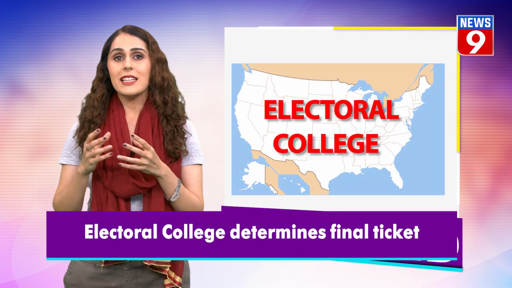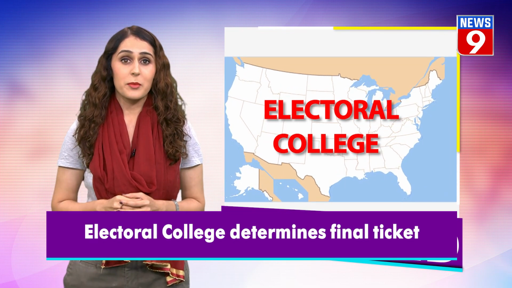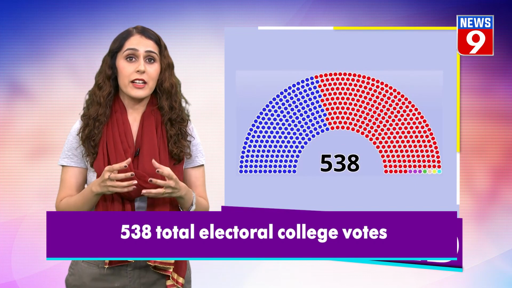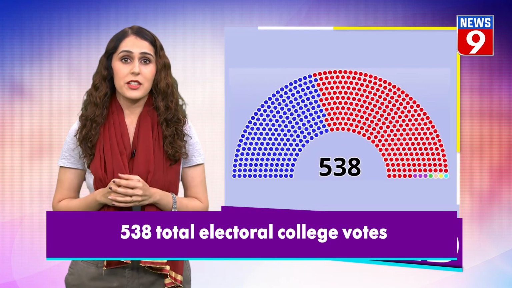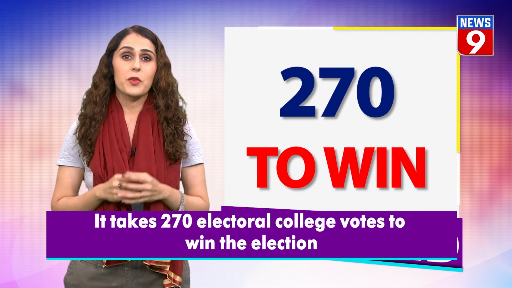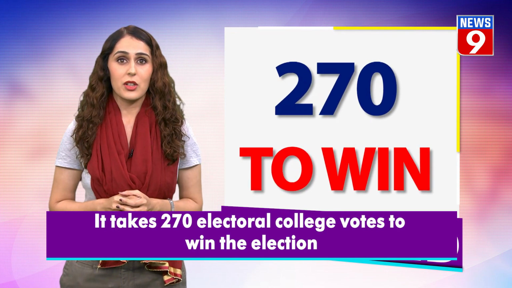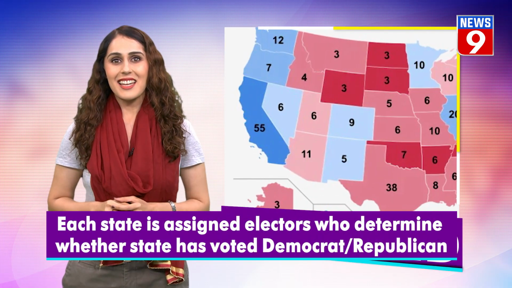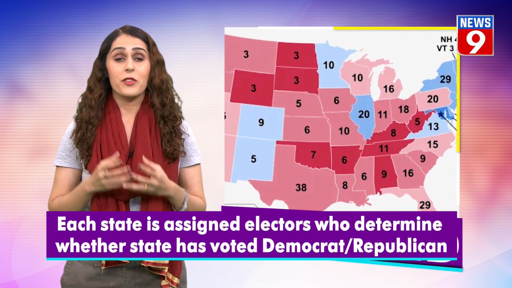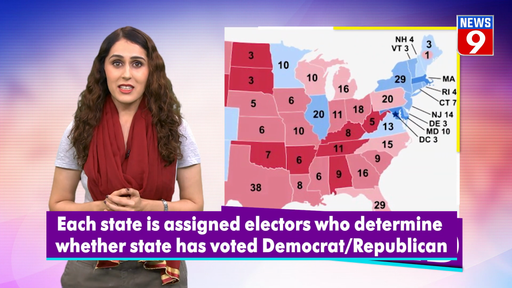A system known as the Electoral College is used to determine the final ticket. There are a total of 538 Electoral College votes in the US presidential election, meaning it takes 270 Electoral College votes, that's just over half of the Electoral College, to win the presidency. Here's how the Electoral College works. Each state in the USA is assigned a number of electors that will determine whether the state has voted for the Democratic ticket or the Republican ticket.